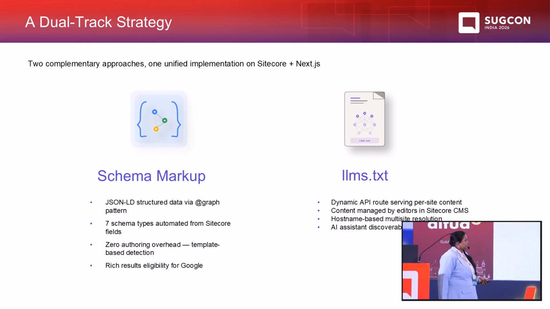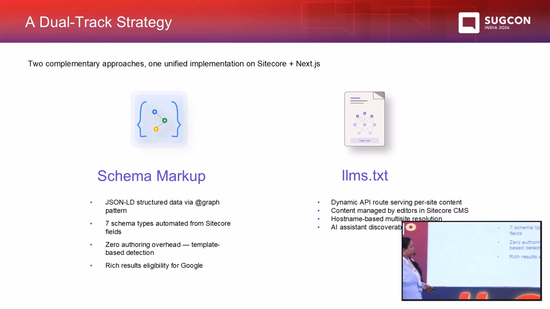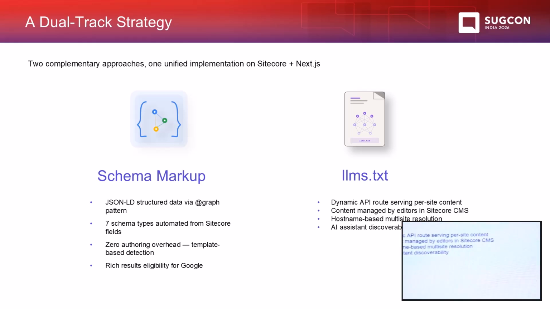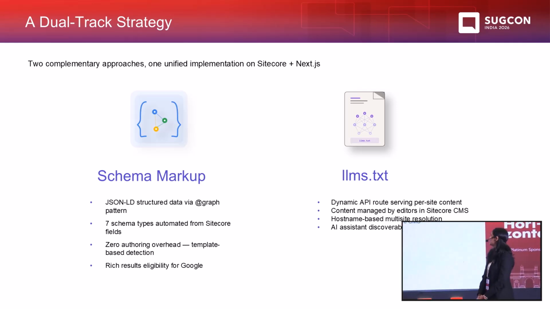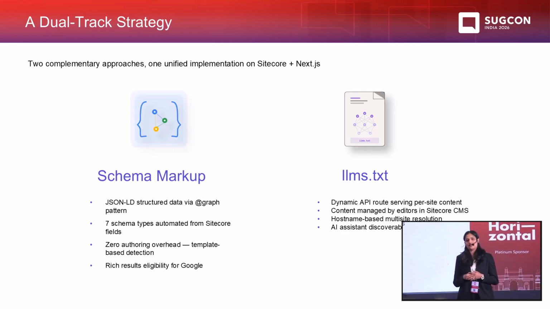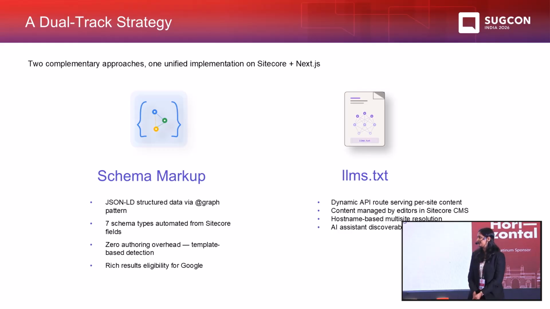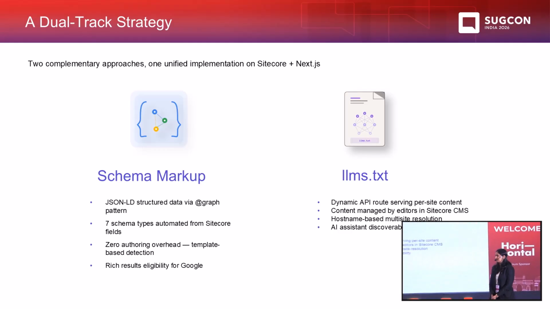On the right side, llms.txt is a dynamic API route that serves content per page. The content is managed by the content editor and content author right inside Sitecore CMS, using hostname-based multi-site resolution. Basically, it will give your brand as an AI-generated question and answer. These two combined form our AIO. That's the gap we are filling today with this presentation.